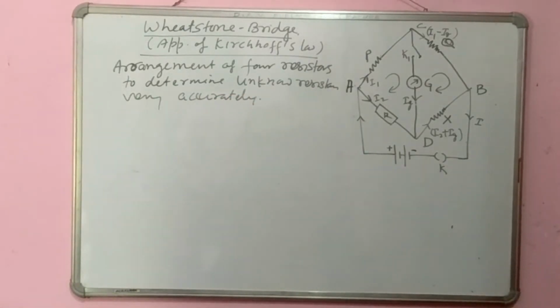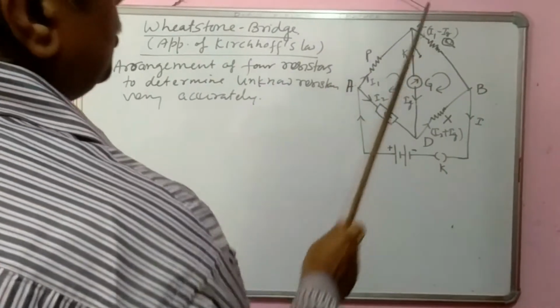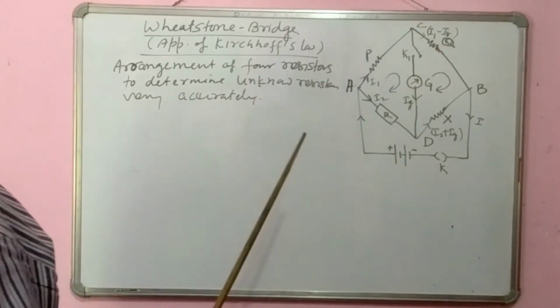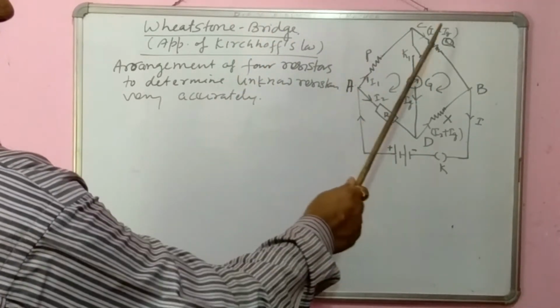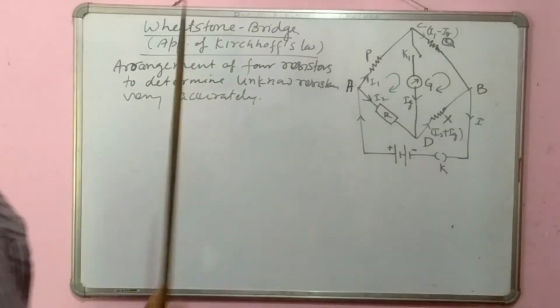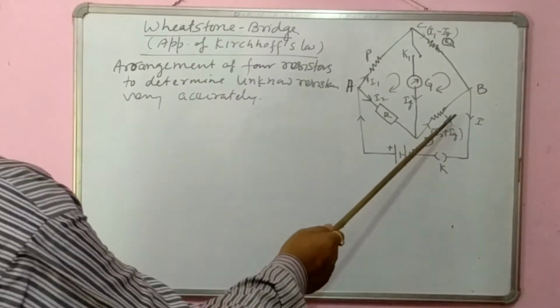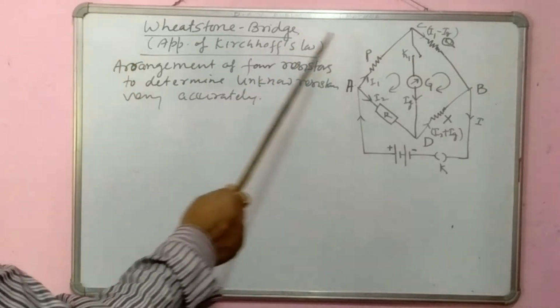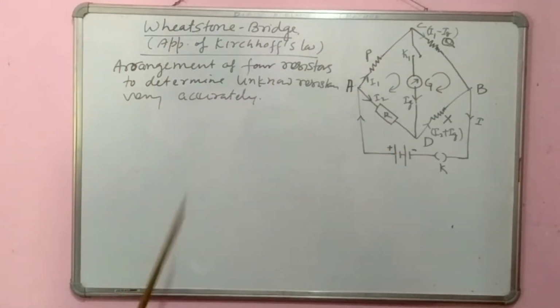This is the Wheatstone bridge, which is the arrangement of four resistors. Here are the resistors P, Q, R and X. P and Q are known resistances. R is a variable resistance, it is also known. X is unknown resistance, whose value is to be determined using Kirchhoff's law, and this arrangement is termed as Wheatstone bridge.